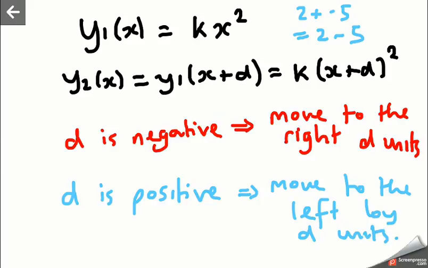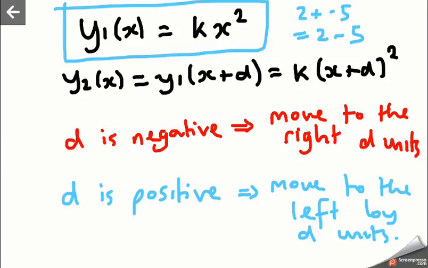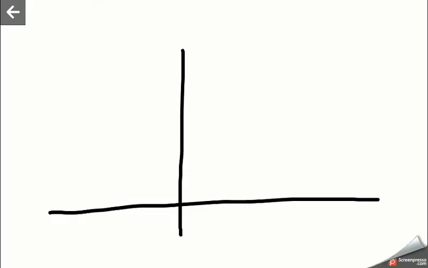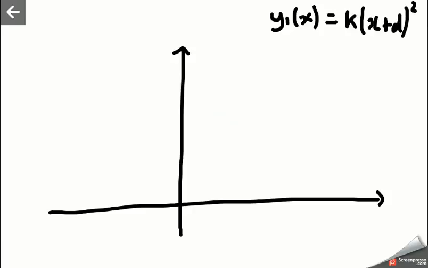Alright, so that's what we learned last time. That's how to move the parabola y1 of x equals kx squared to the left or the right. This section we're going to learn how to move things up or down. To begin, let's suppose we have the parabola y1 of x is equal to k times x plus d squared, where d is any number. Let's just suppose for this case that d is negative, so we've moved to the right.